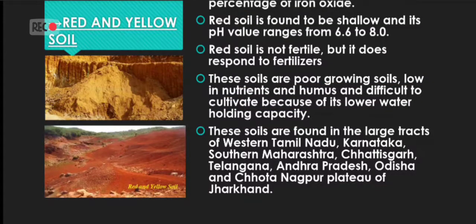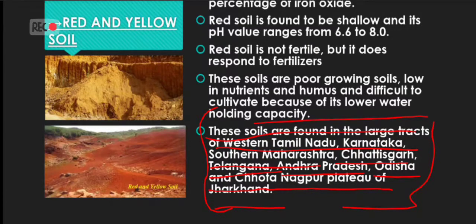These soils are found in the large tracts of western Tamil Nadu and Karnataka, southern Maharashtra, Chhattisgarh, Telangana, Andhra Pradesh, Odisha, and the Chota Nagpur plateau of Jharkhand. We can see that these are almost the southern states of our country.